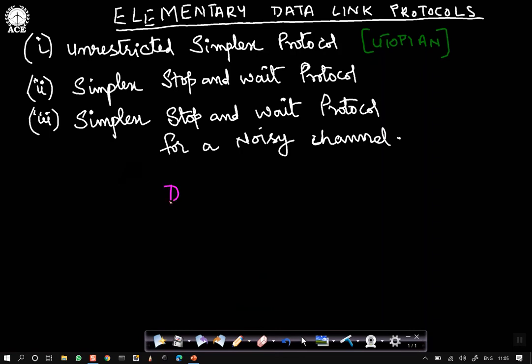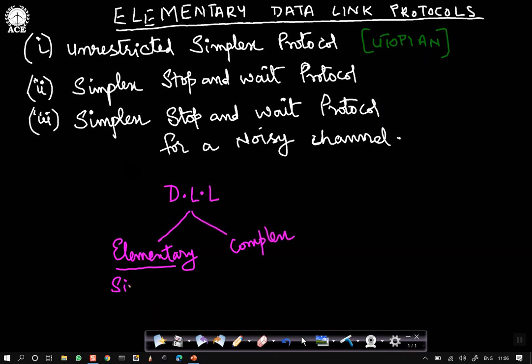So let me tell you the classification. Data link layer protocols are generally of two types. One is elementary and the other is more complex. The fundamental characterization of elementary protocols is that they are simplex, and the complex ones are duplex. Okay, simplex. Duplex, I mean full duplex.